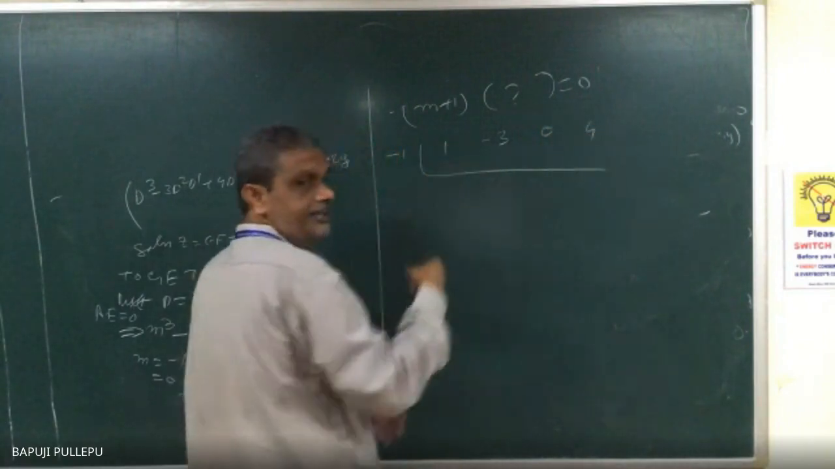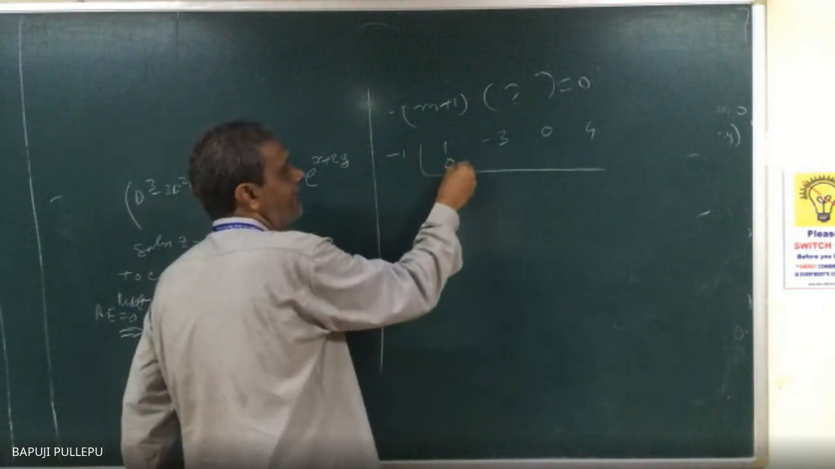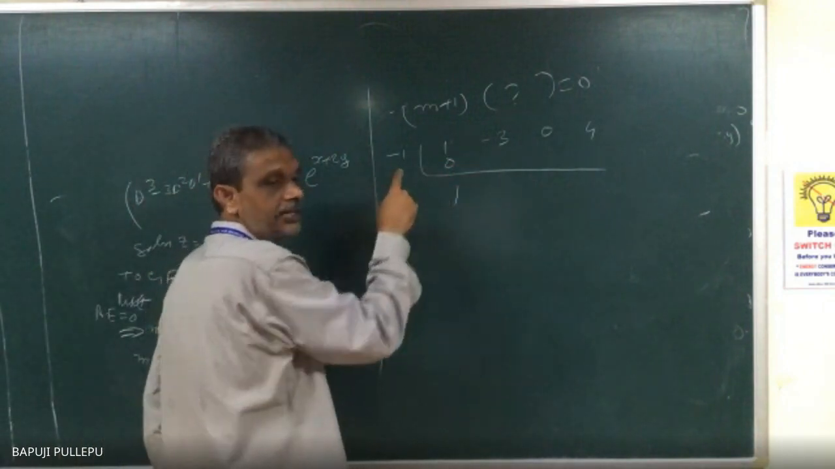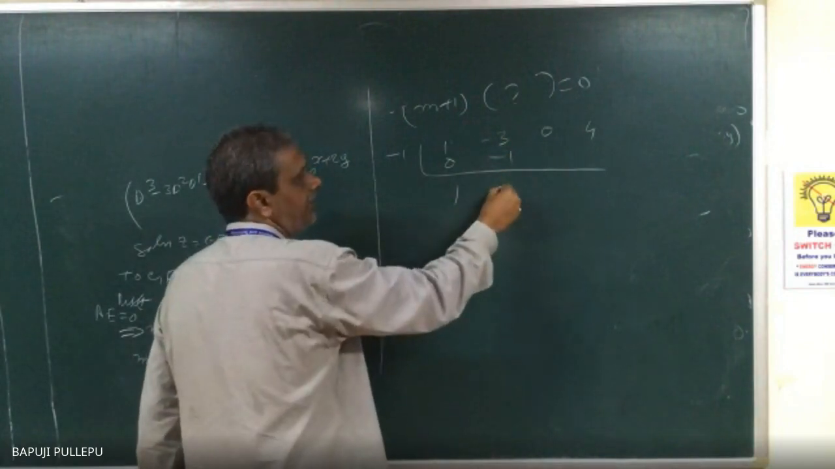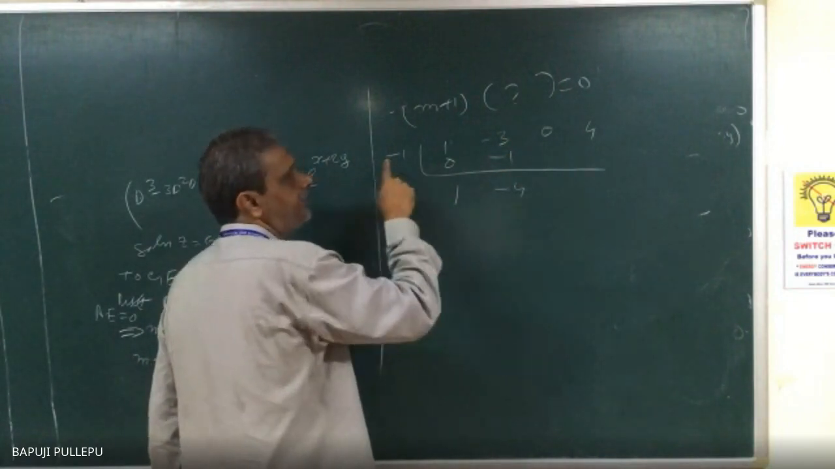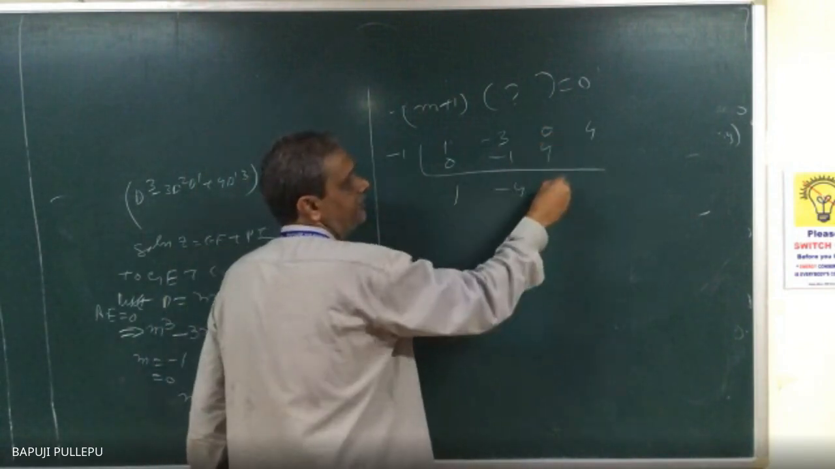Always you can write 1 below 0. 1 plus 0 is what? 1. 1 into minus 1 is what? Minus 3 minus 1 is what? Minus 4 into minus 1 is what? 4. 0 plus 4? 4.